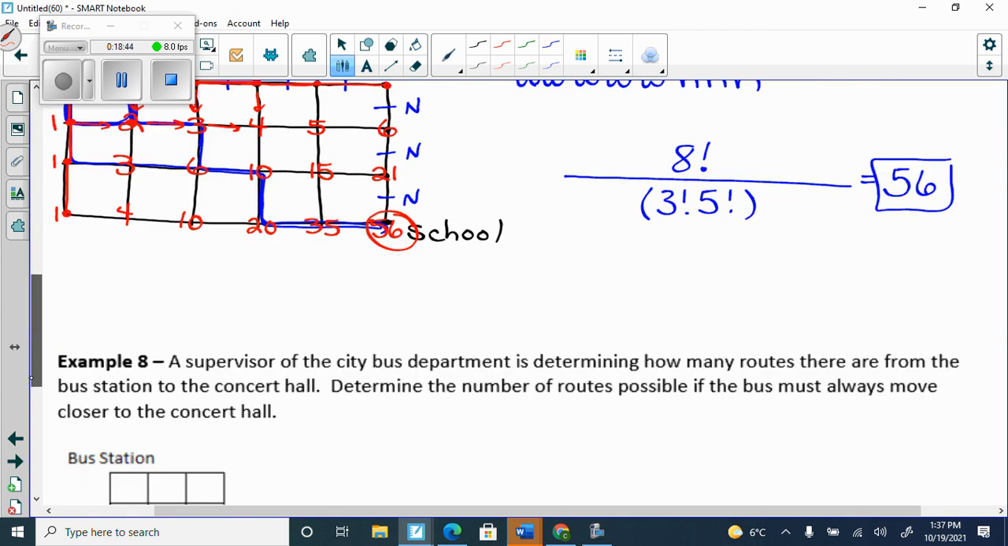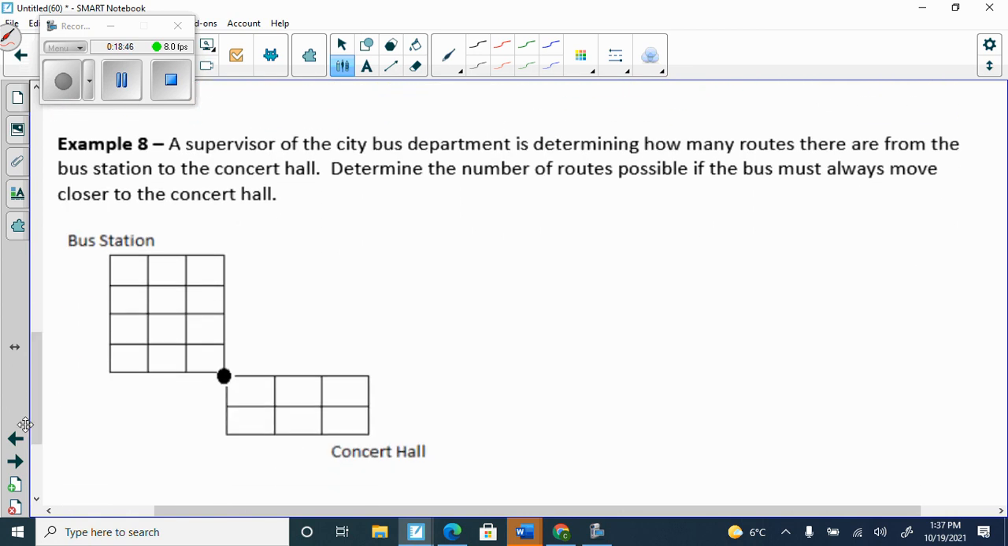So let's look down here. This is the last one we're going to do for today. What happens when I have 2? So here it says, a supervisor of the city bus department is determining how many routes there are from the bus station to the concert hall. Determine the number of routes possible if the bus must always move closer to the concert hall, which means you can't loop back, because then you'd have infinite answers. So we're going to do each separately.